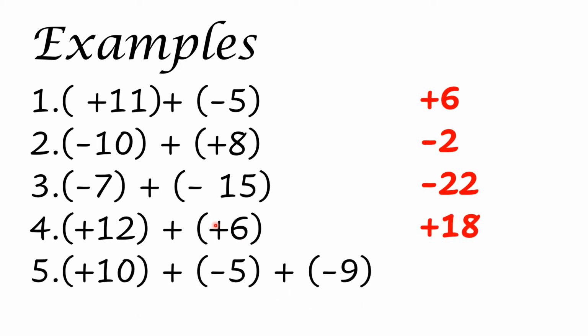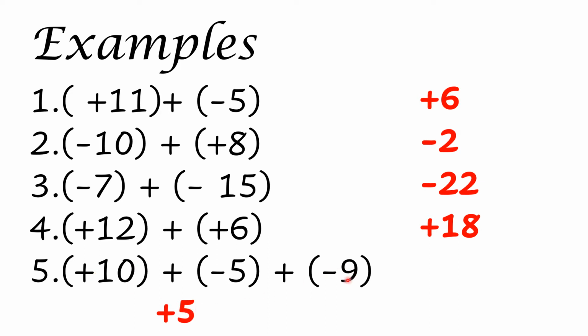Number 5, positive 10 plus negative 5 plus negative 9. So, para masagutan natin to, uunahin natin itong dalawang numbers. So, positive 10 plus negative 5, different sign subtract. So, 10 minus 5 is equal to 5. Then, keep the sign of the bigger number. So, the answer is positive 5.